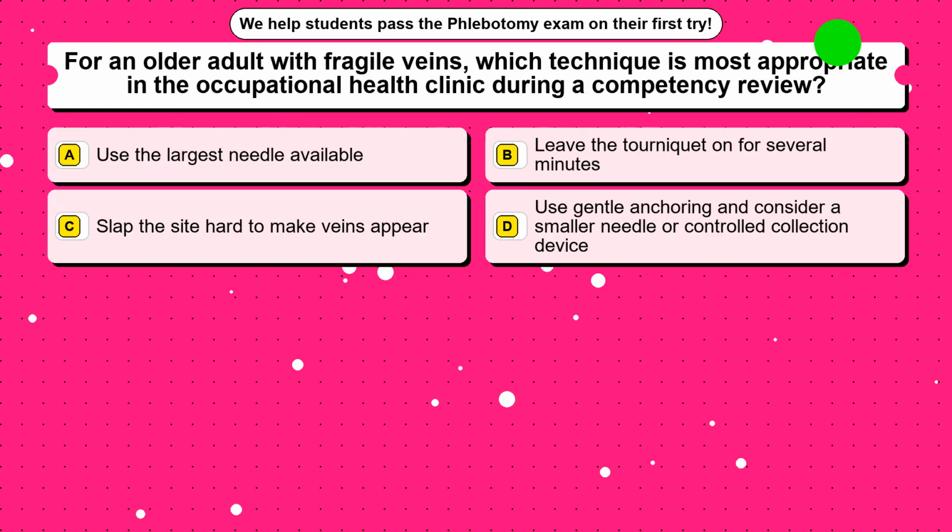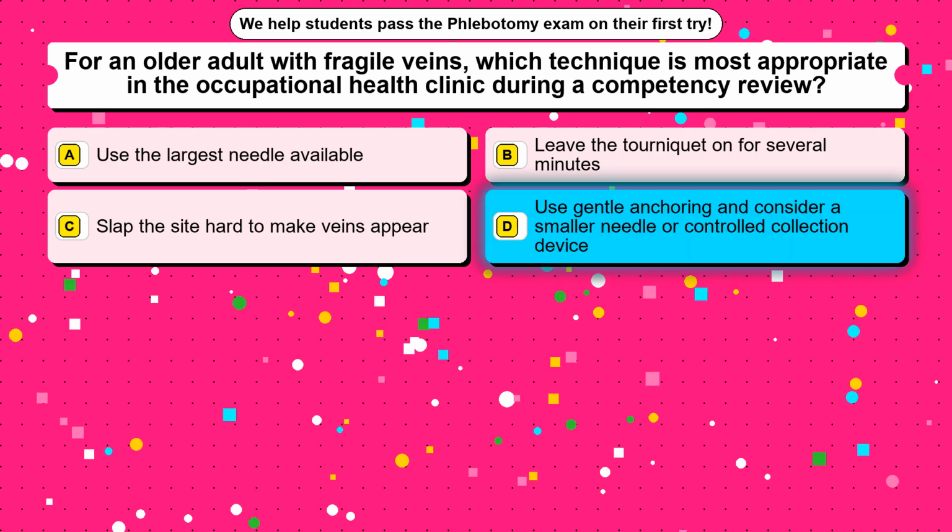Question 92. For an older adult with fragile veins, which technique is most appropriate in the occupational health clinic during a competency review? Option A. Use the largest needle available. Option B. Leave the tourniquet on for several minutes. Option C. Slap the site hard to make veins appear. Option D. Use gentle anchoring and consider a smaller needle or controlled collection device.